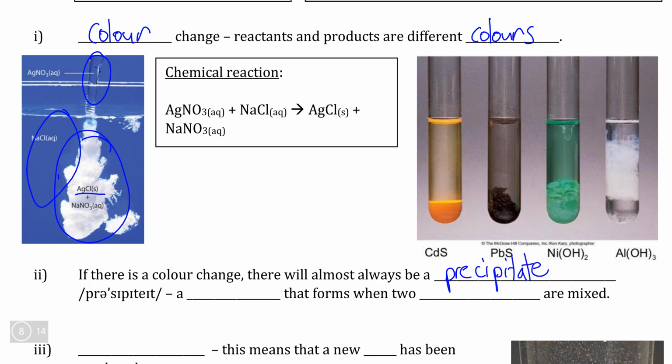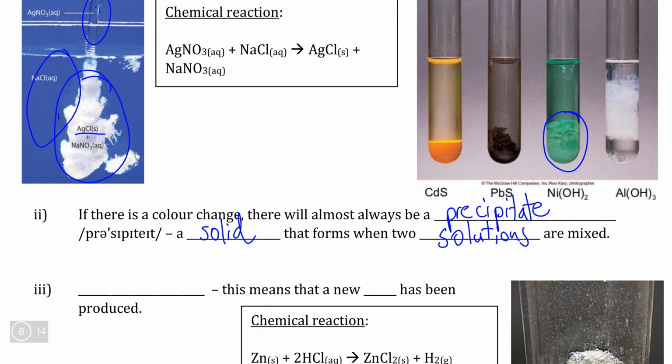So a precipitate is simply a solid that forms within some sort of solution when more than one solution are mixed together, and because the precipitate does not dissolve, we see that it is clearly visible.